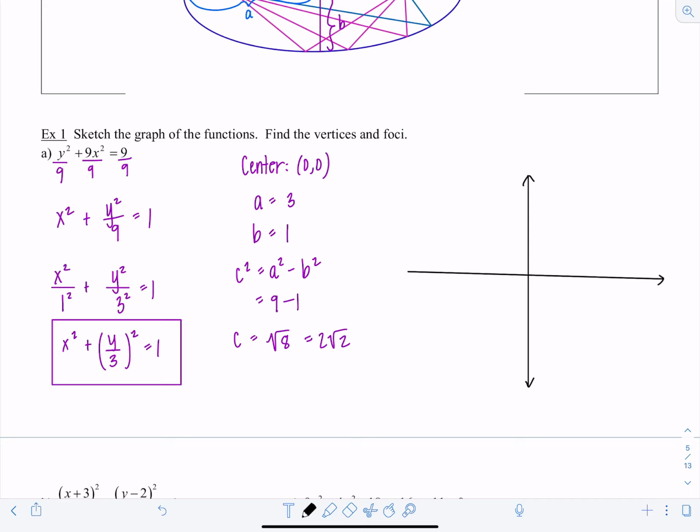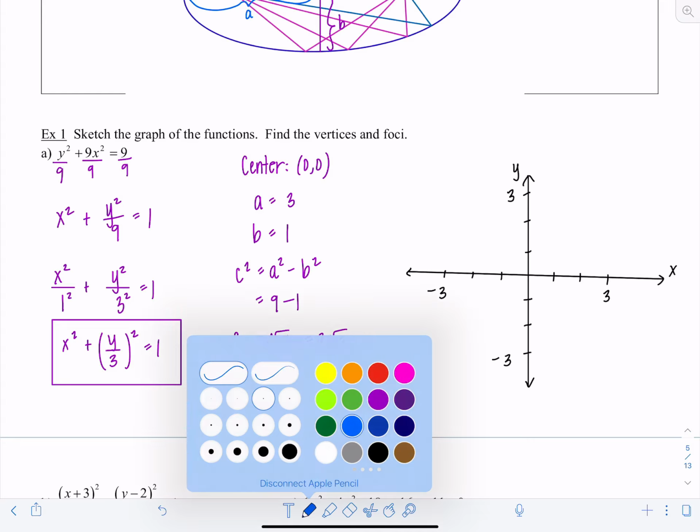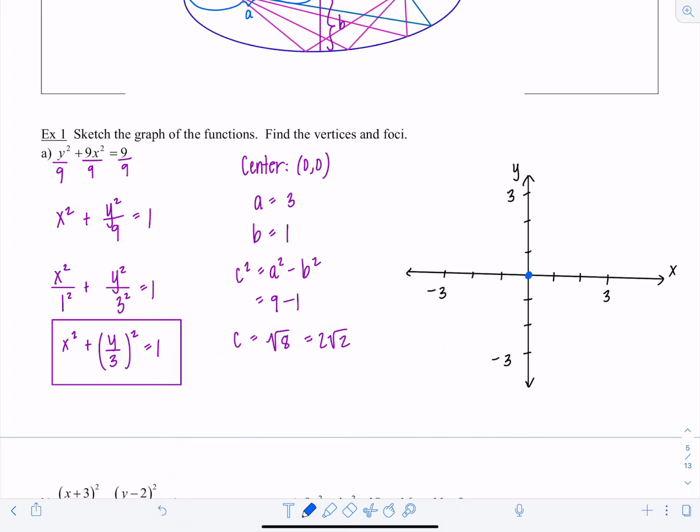Okay, so x-axis, y-axis, 1, 2, 3, 1, 2, 3, negative 3 this way, negative 3 this way. So the center is at (0, 0). Now in the x direction, I'm going to move to the left and right 1 unit from the center. In the y direction, I'm going to move up and down 3 units. So up 3, down 3. Now I'm going to draw my ellipse. I did that without any technological aid. Aren't you impressed?